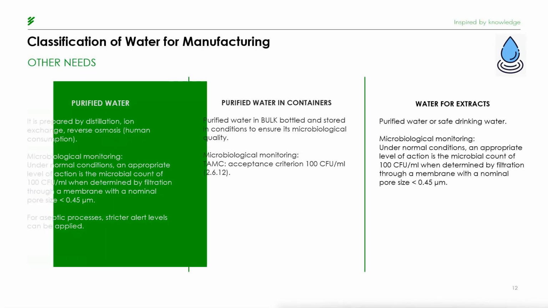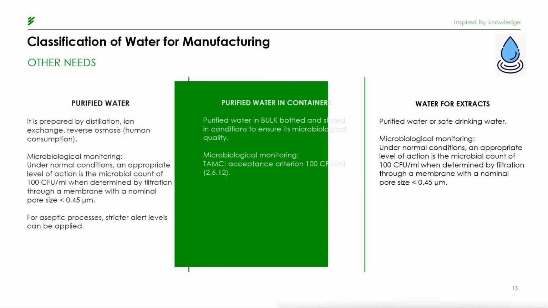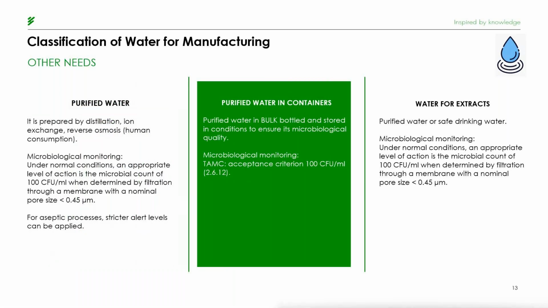Then we have the same type of water, but in containers. That is, it is packaged and stored in a way that meets the conditions to ensure its microbiological quality. Microbial monitoring in this case is the count of total mesophilic aerobes with an acceptance limit of 100 CFU per milliliter.